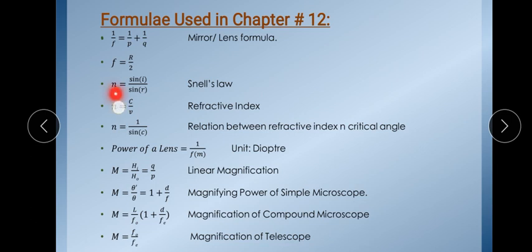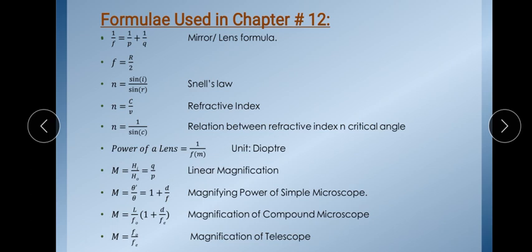Snell's law, n is equal to sine i over sine r, where i and r are the incidence and refraction angle respectively. The next relation, n is equal to c over v. c is speed of light in air and v is speed of light in the medium. n is equal to 1 over sine c. c is critical angle, n is refractive index. The power of lens is given by 1 over f, the reciprocal of the focal length.